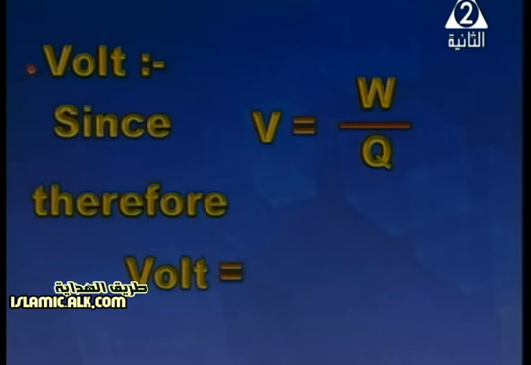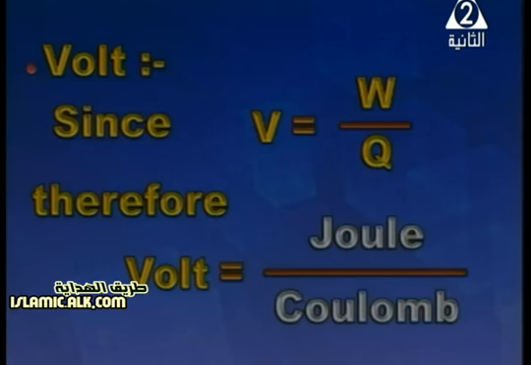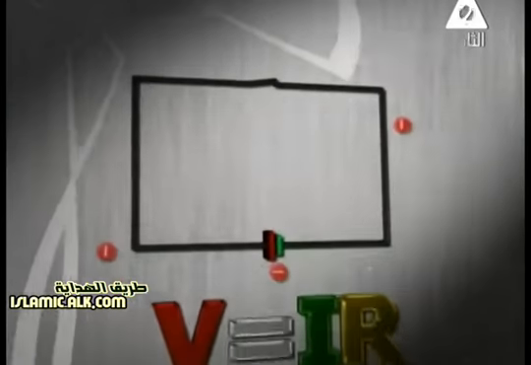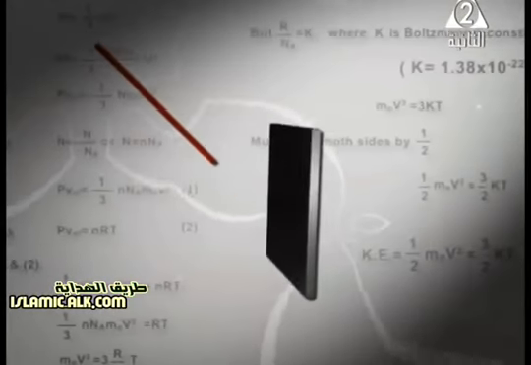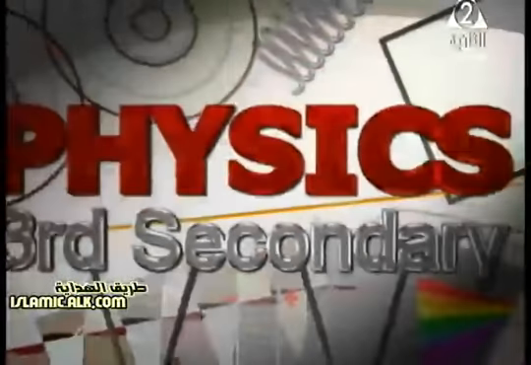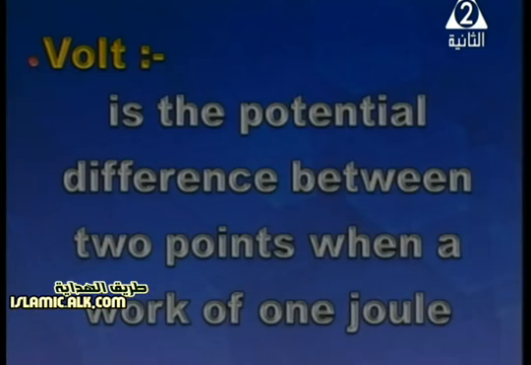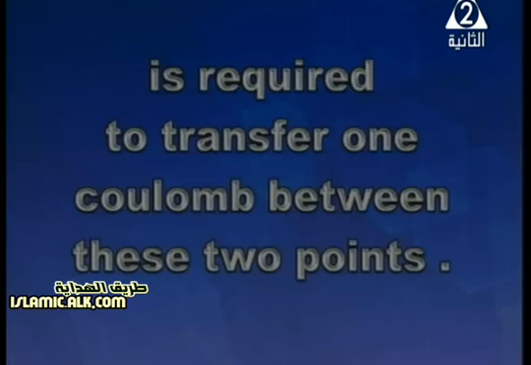The unit of potential difference is volt, the unit of energy, electric energy, is joule, and of course coulomb is the unit of quantity of the charge. So volt is the potential difference between 2 points when a work of 1 joule is required to transfer 1 coulomb between these 2 points.